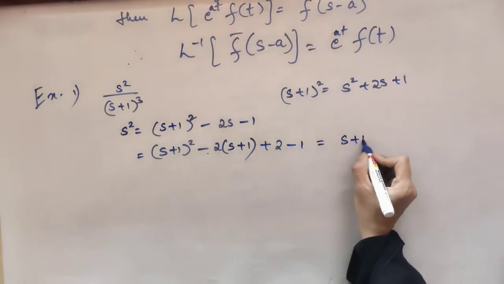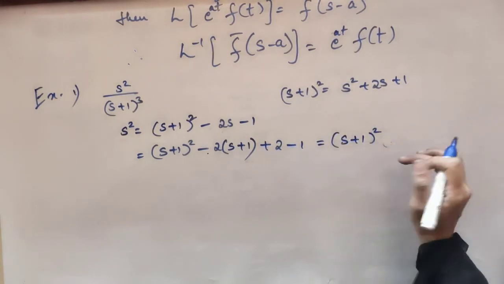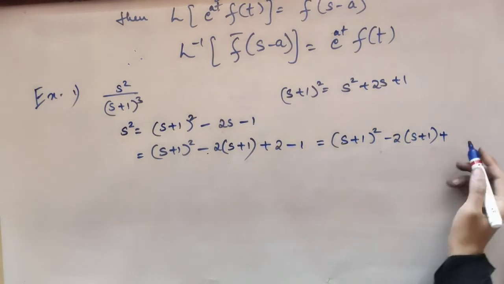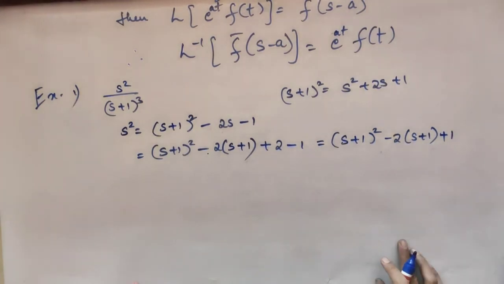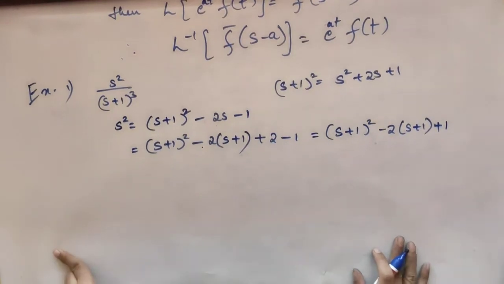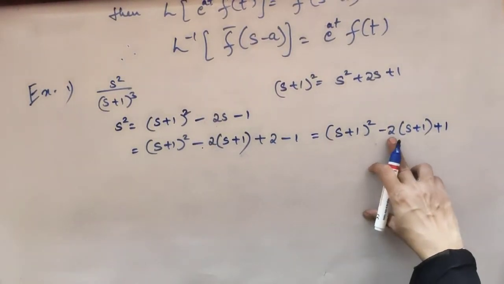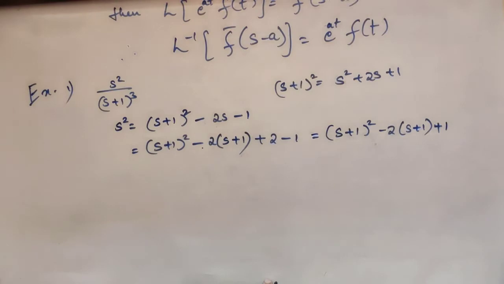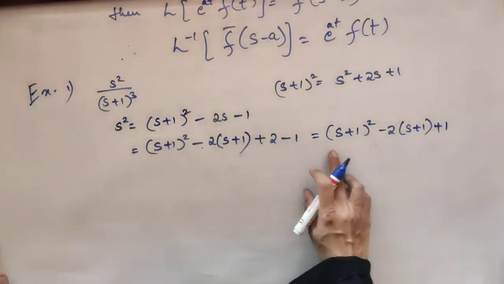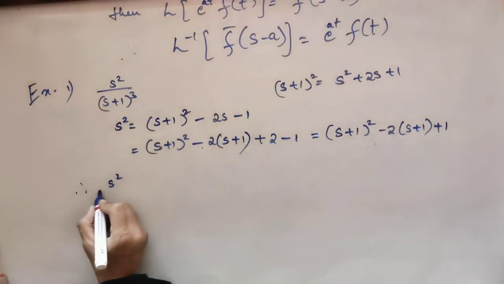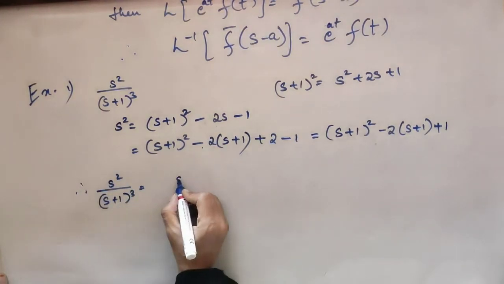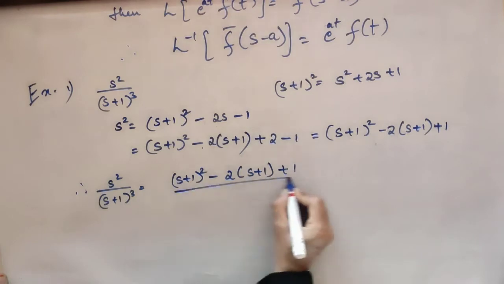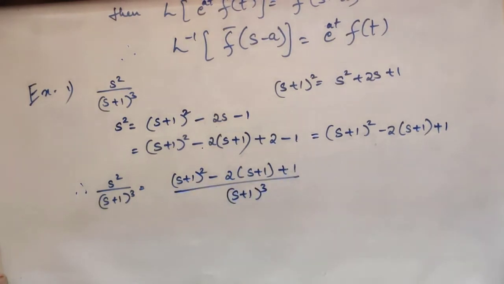So it can be written as s plus 1 whole square minus 2 times s plus 1, plus 2 minus 1, it's plus 1. I hope it is seen there. If you simplify this, it is plus 2s, minus 2s minus 2 plus 1, which is minus 1, which is the same. So the numerator, which was simply s square, I am going to replace by this term. Therefore, s square divided by s plus 1 whole cube becomes s plus 1 whole square minus 2 times s plus 1 plus 1, over s plus 1 the whole cube. Now I will separate all the terms.